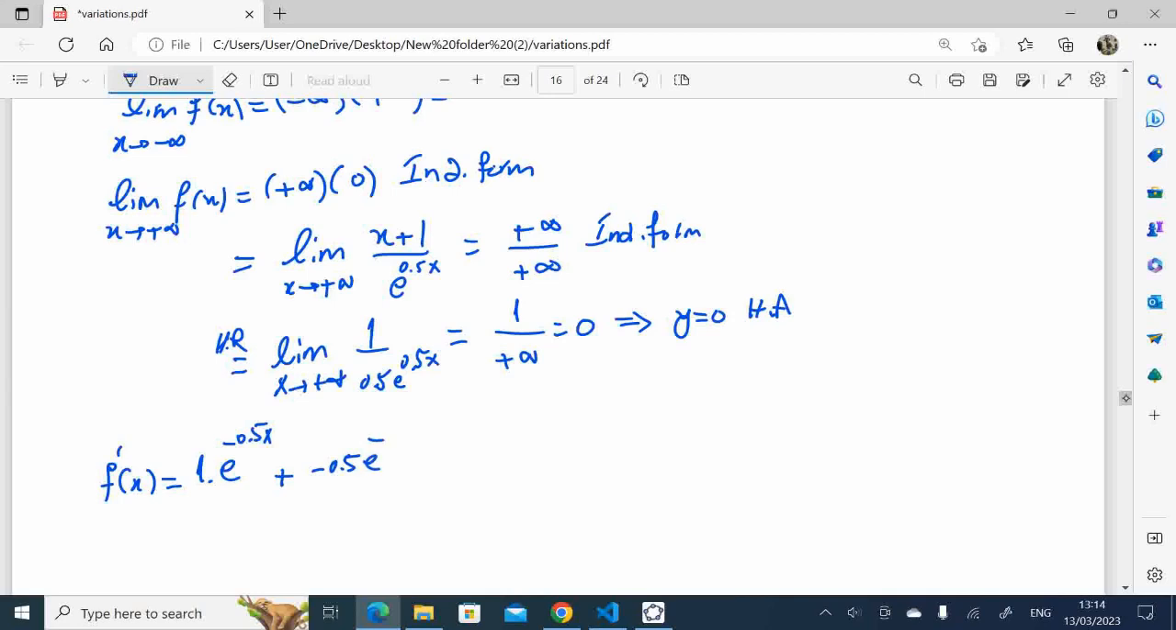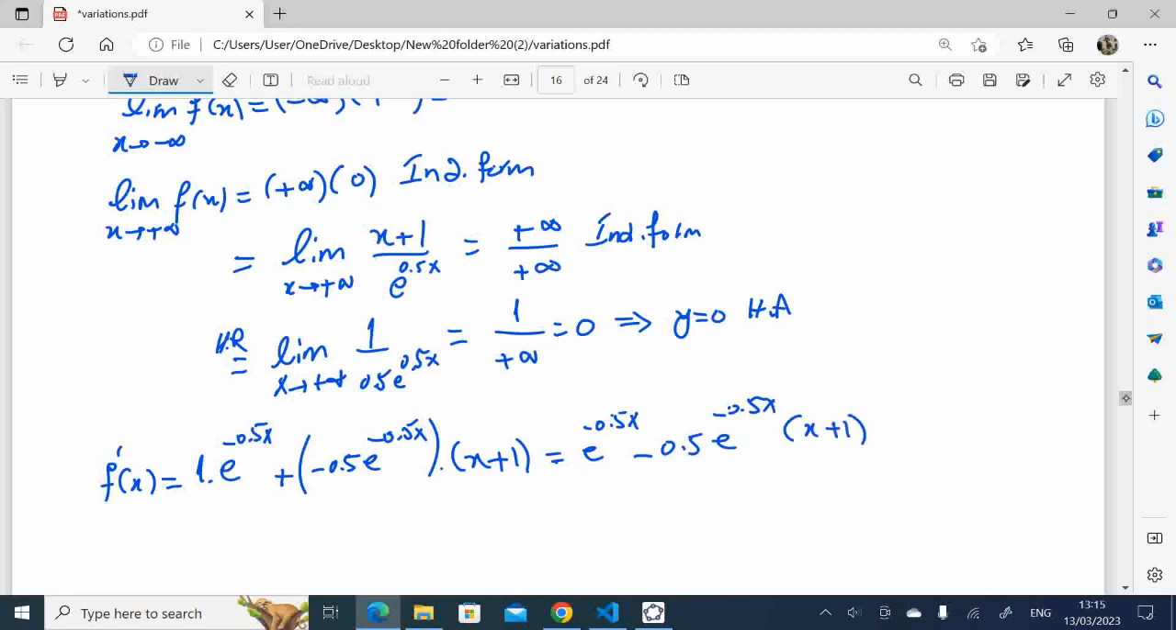e^(-0.5x) times u, which is x plus 1. So this is equal to 1 times e^(-0.5x). Now plus minus, it means minus 0.5 e^(-0.5x) multiplied by x plus 1.